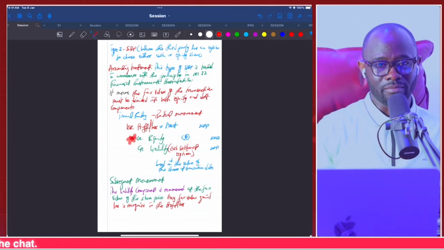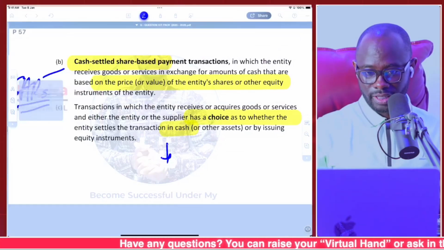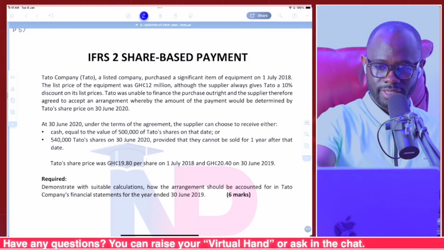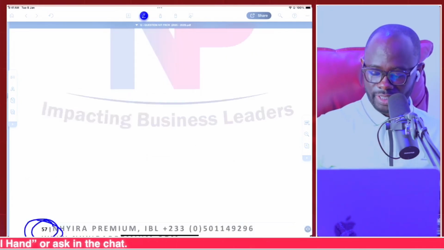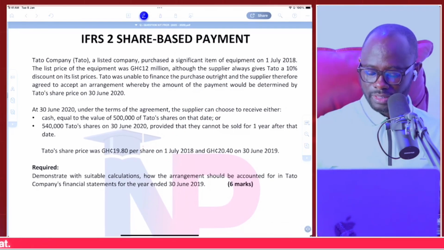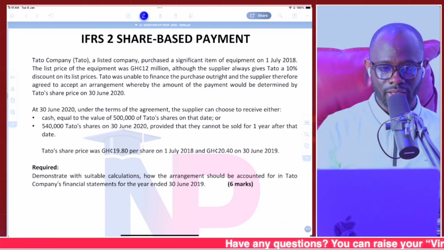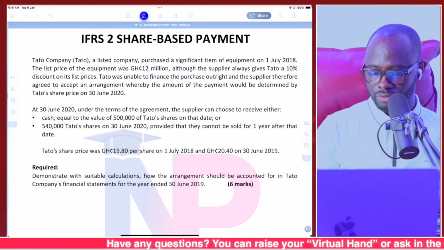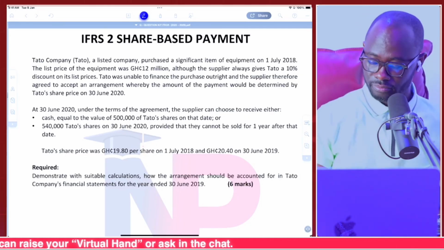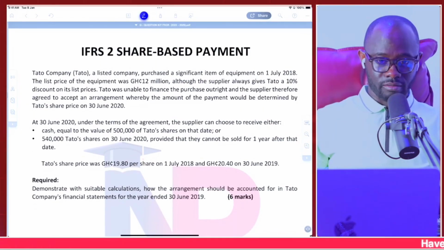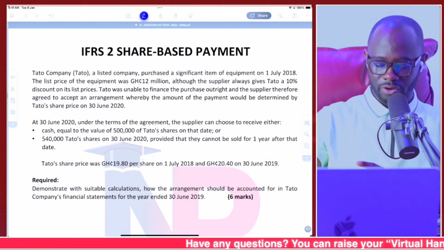So let's crunch some numbers so you see how the principle plays out. We go to the question kit, page 57 of the question kit. Tano company. We're going to use this as a guinea pig to help us understand what is going on in that particular case. Please stay with me carefully here because I'm going to crystallize the principle and tell you a story. Very beautiful story.